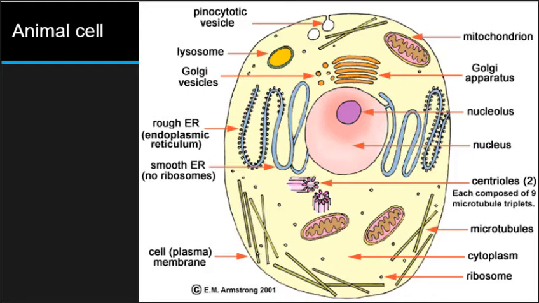Some of them don't have the little dots on there. We call that smooth ER. Those little dots, by the way, are called ribosomes. You need to have ribosomes in there. You can also have some free ribosomes just hanging around inside the cell if you want. I don't see it on here. Oh, yeah, there's one down here at the bottom hanging down by itself.